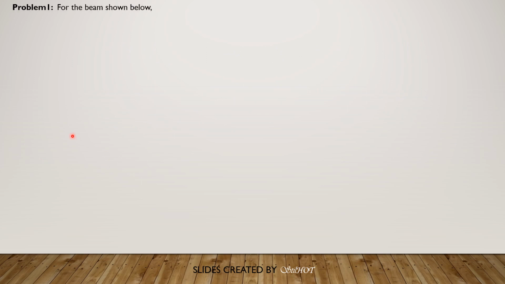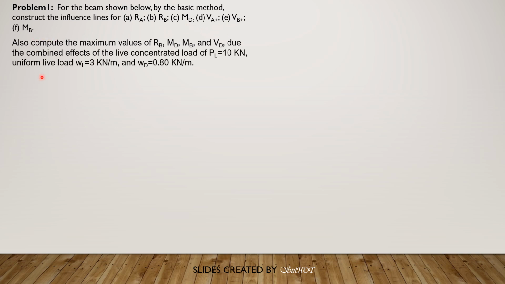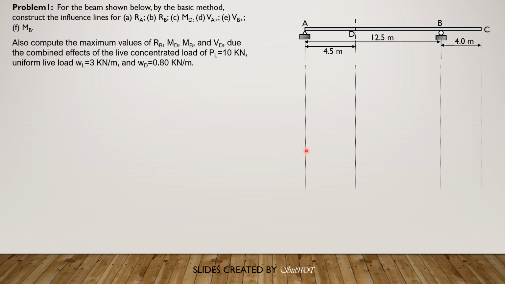So the first example, for the beam shown below by the basic method, construct the influence line for reaction at A, reaction at B, moment at D, shear just to the right of A, shear just to the right of B, moment at B. Also compute the maximum values of RB, moment at D, moment at B, and the shear at D due to the combined effects of the live concentrated load of 10 kilonewtons, uniform live load of 3 kilonewtons per meter, and uniform dead load of 0.8 kilonewton per meter.